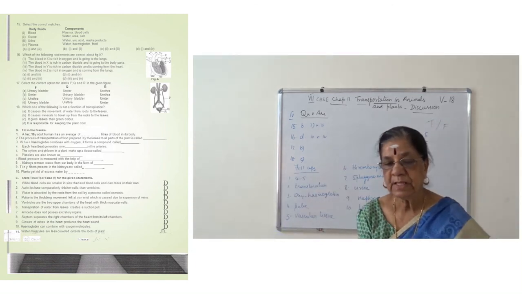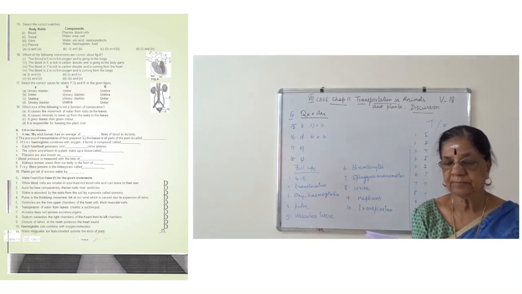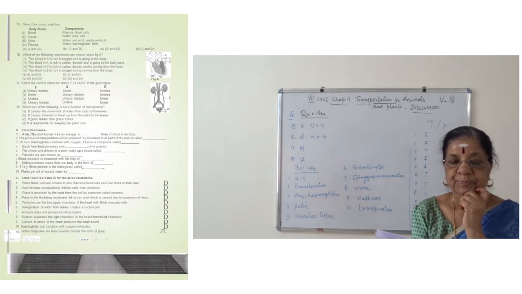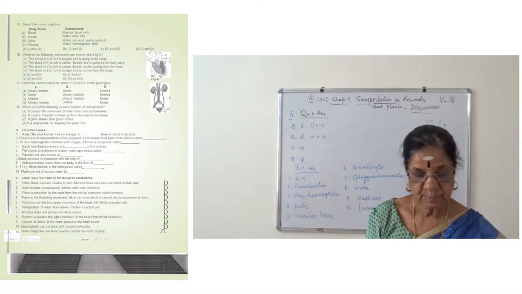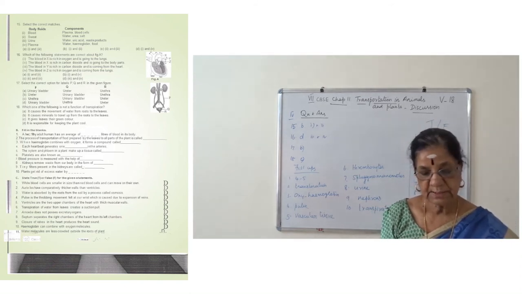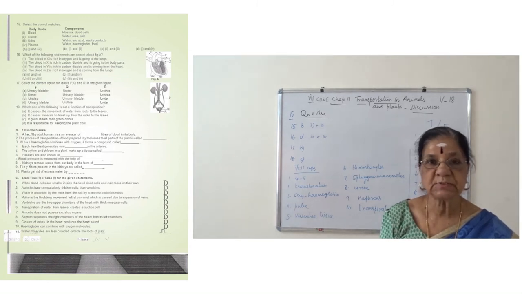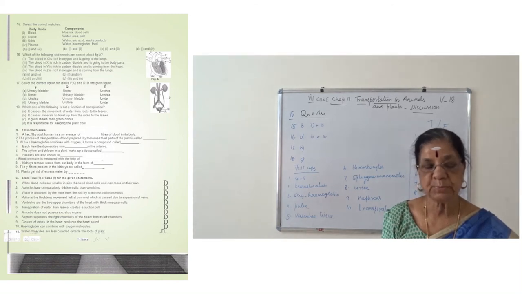Question 16. Which of the following statements are correct about figure A? Blood in X is rich in oxygen and going to the lungs. Blood X is rich in carbon dioxide and going to body parts. No, rich oxygen goes to various parts of the body. In the same way, carbon dioxide is collected from various parts of the body and goes to the lungs for purification.